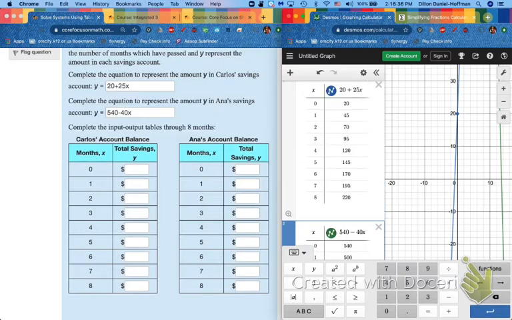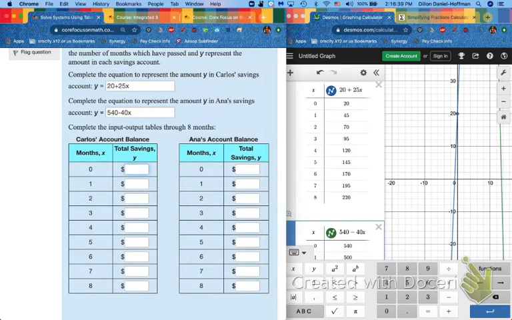So my first one is Carlos. So we've got 20, 45, 70, 95. Notice it's just increasing 25 each time. It's going to look so beautiful, though, trust me, when you get all these right.